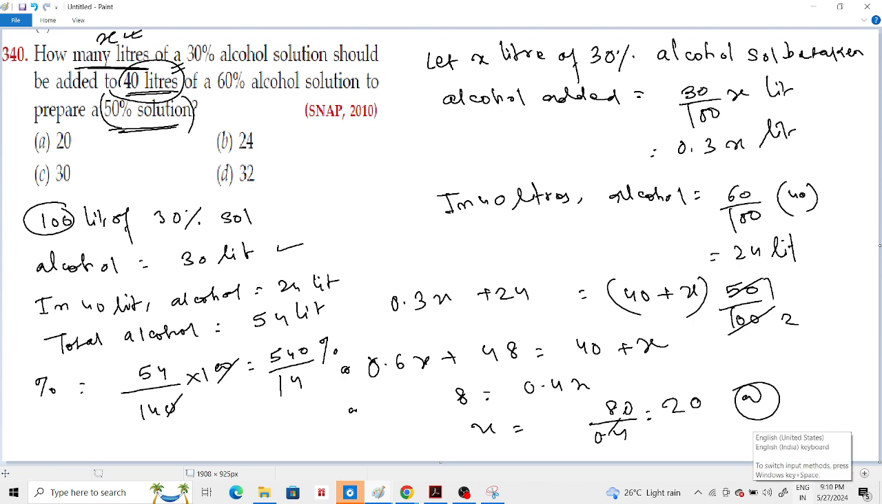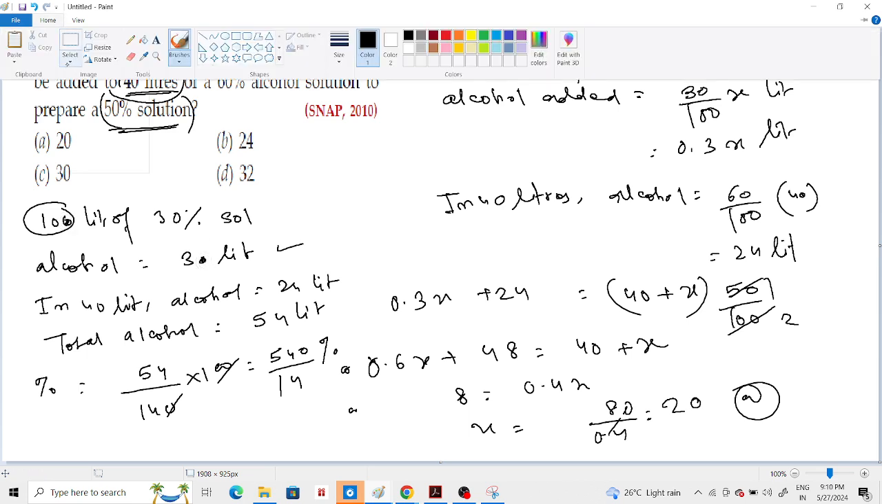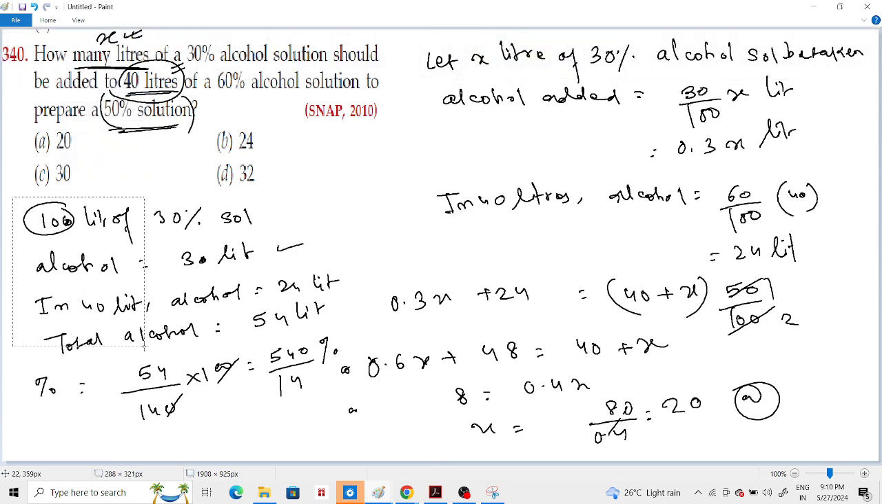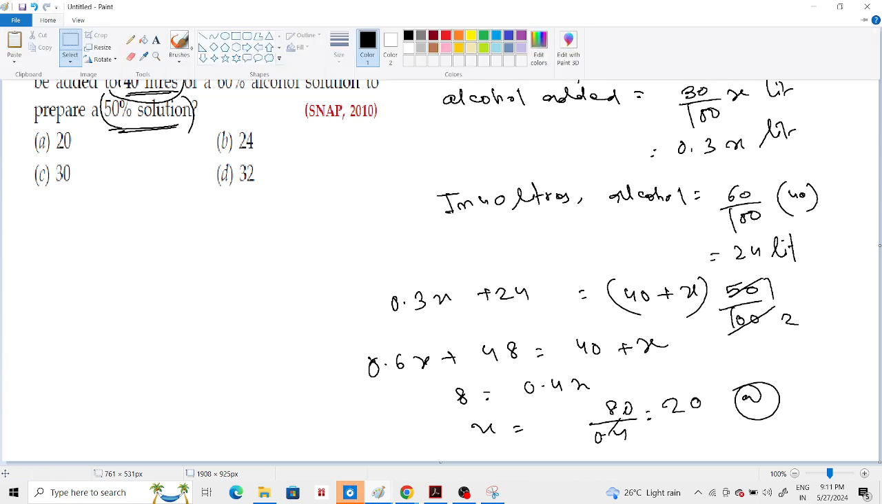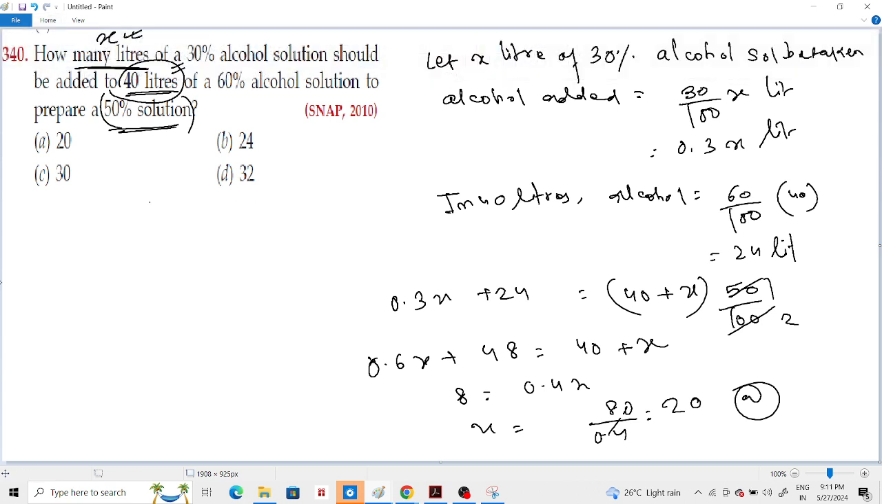If I take 100 liters of 30% solution, maybe we can try with 10 liters. 10 can be an option. So if I take 10, we can try it with 10. Why 10? Because 40 liters is the solution that is given over here, and to prepare 50% solution, 50% alcohol.